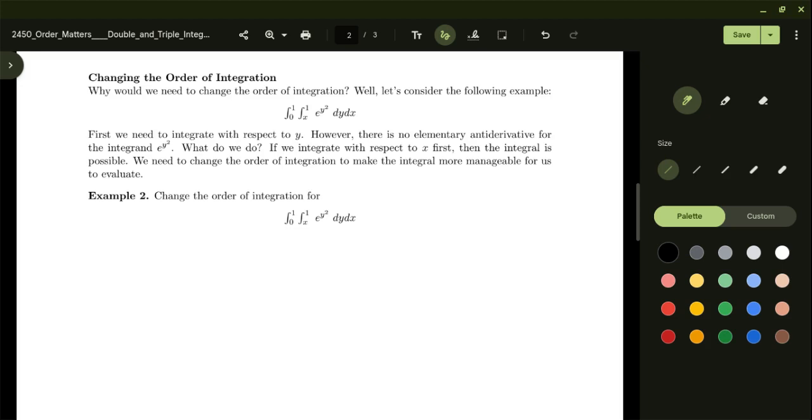Well, in order to do so, it would actually be a lot simpler if we could integrate with respect to x first and then take care of the integration with respect to y. So this is one example of why we would actually need to change the order of integration. And so let's go ahead and change the order.